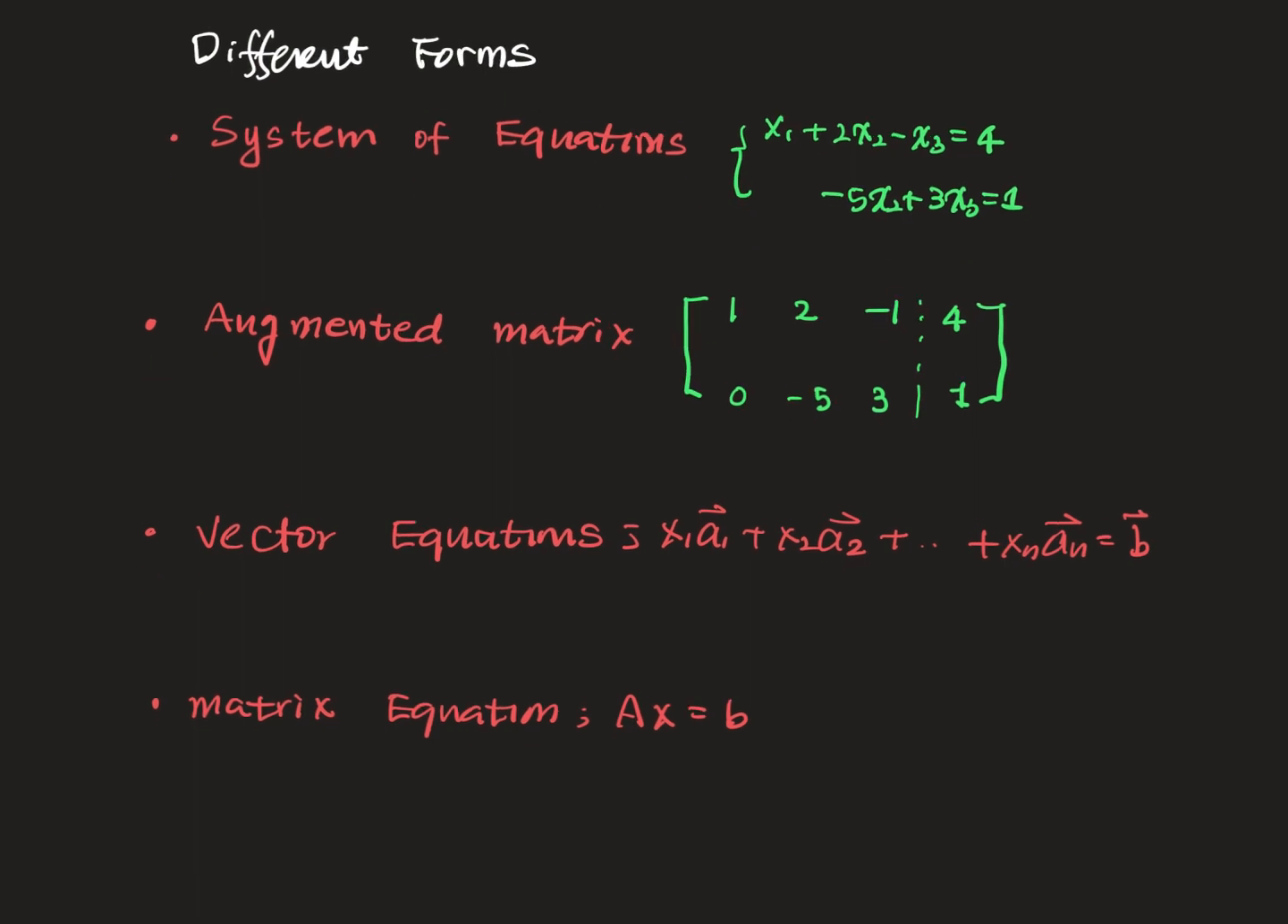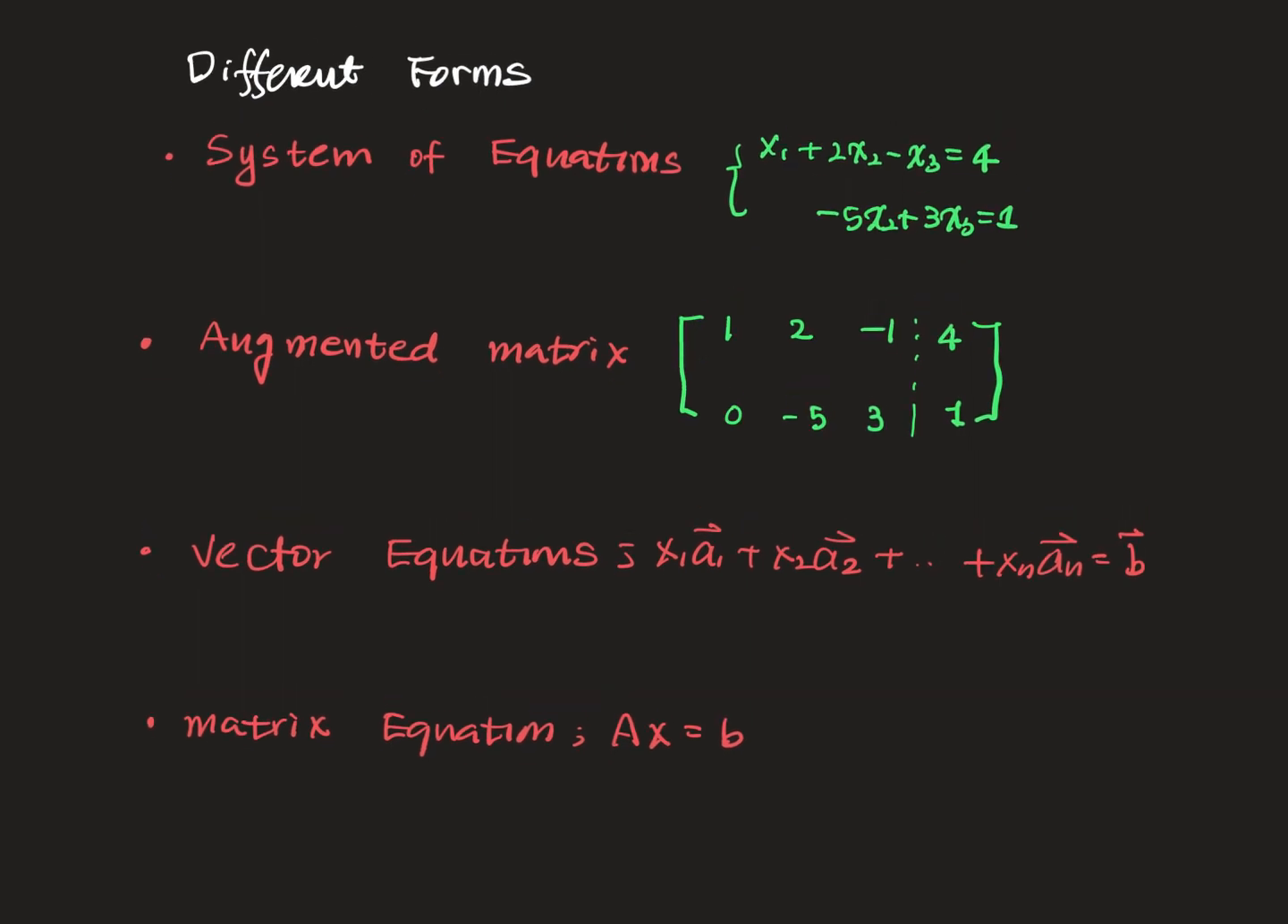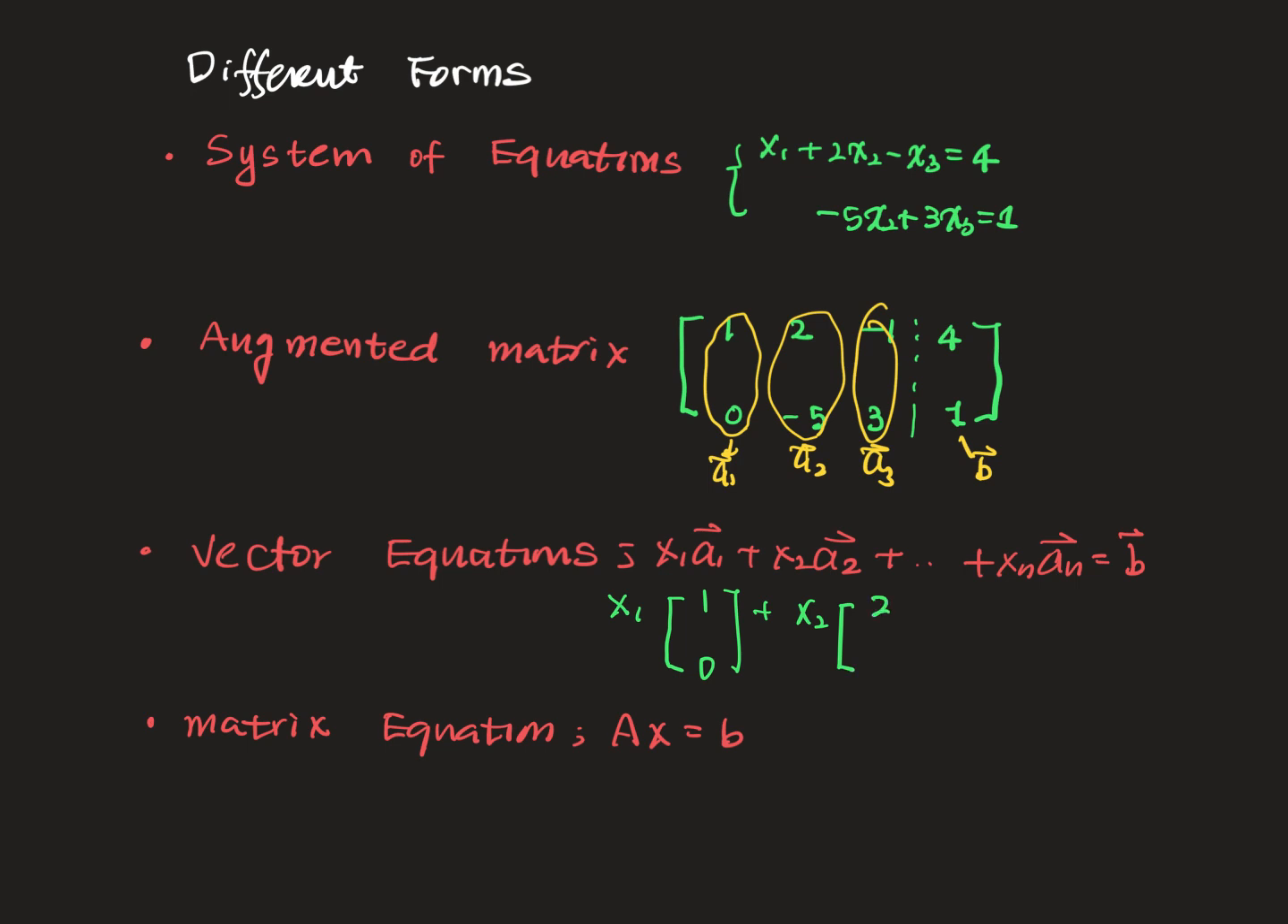That's the augmented matrix. Now you want to write this as a vector equation. The vector equation is going to be x1 times the a1 vector, which is right here, the column vector 1, 0. Here is the a2 vector, a column vector. Here is the a3 vector. Here is the b vector. So this is x1 times 1, 0 plus x2 times 2, negative 5, plus x3 times negative 1, 3, equal to the b vector 4, 1.